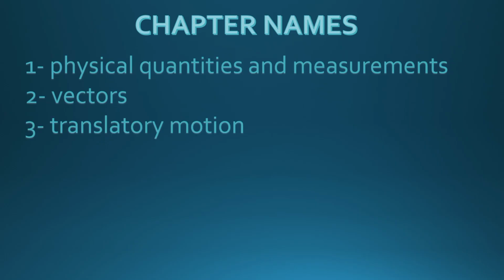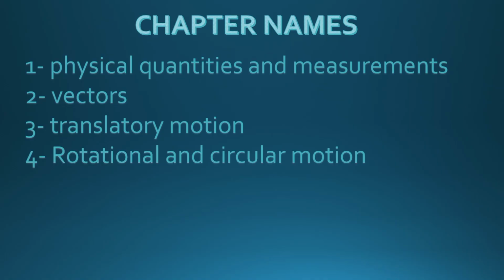The next one is translatory motion. In translatory motion, we are just going to study projectile motion. That is the most important one. It has some derivations. Along with it, we are going to study the three equations of motion that you have already studied in your ninth grade, but here it has a modified version of them.